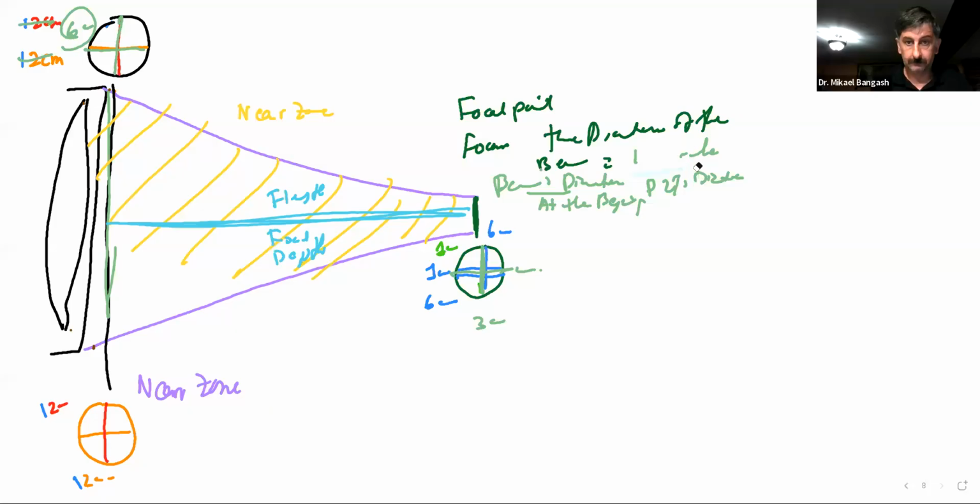Now, what happens to the beam in the far zone?